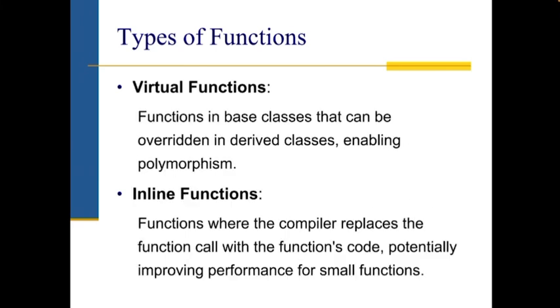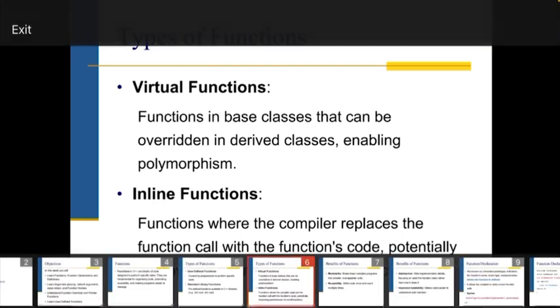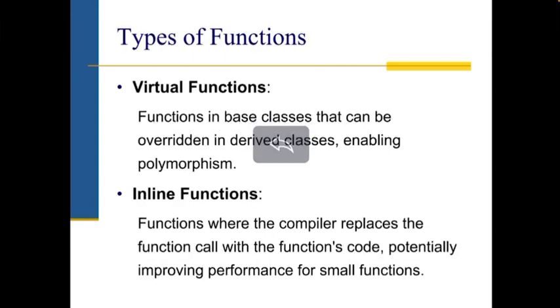Then we move to virtual function. These are functions in base classes that can be overridden in derived classes, enabling polymorphism. And we also have inline functions, where the compiler replaces the function call with the function's code, potentially improving performance for small functions.